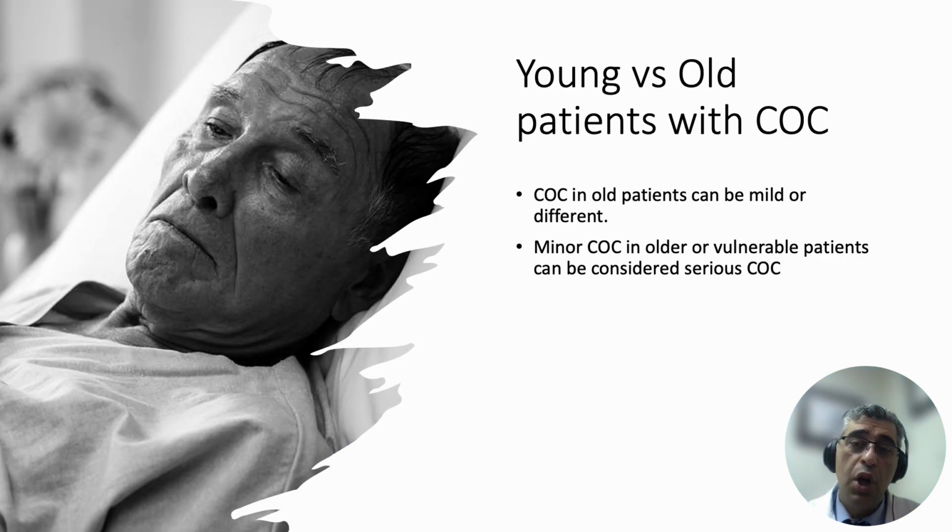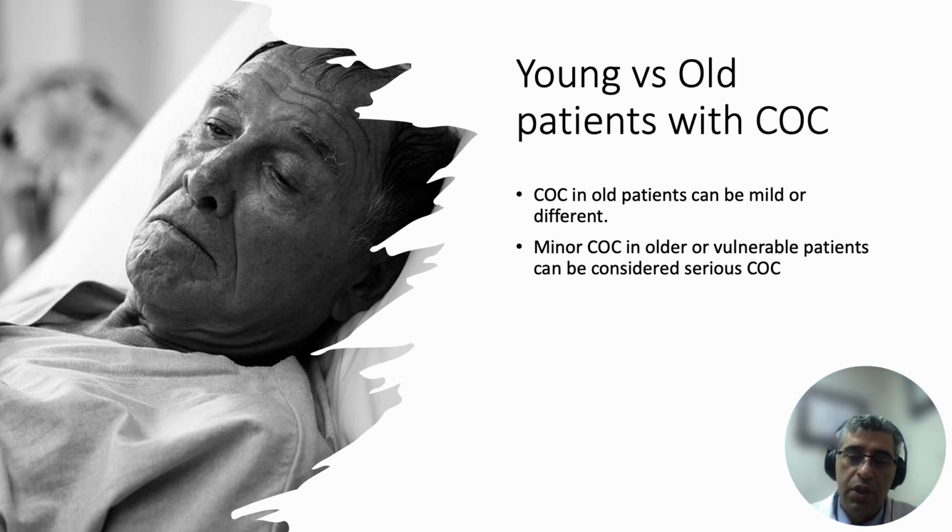When it comes to the young population versus the old population, it is very important to understand that the change of condition can be extremely different. A change of condition in somebody who's old can look very mild, but in reality the change of condition is extreme. And this is so important. A minor change of condition in the older adult and vulnerable population can be a serious change of condition. Let me tell you some examples.